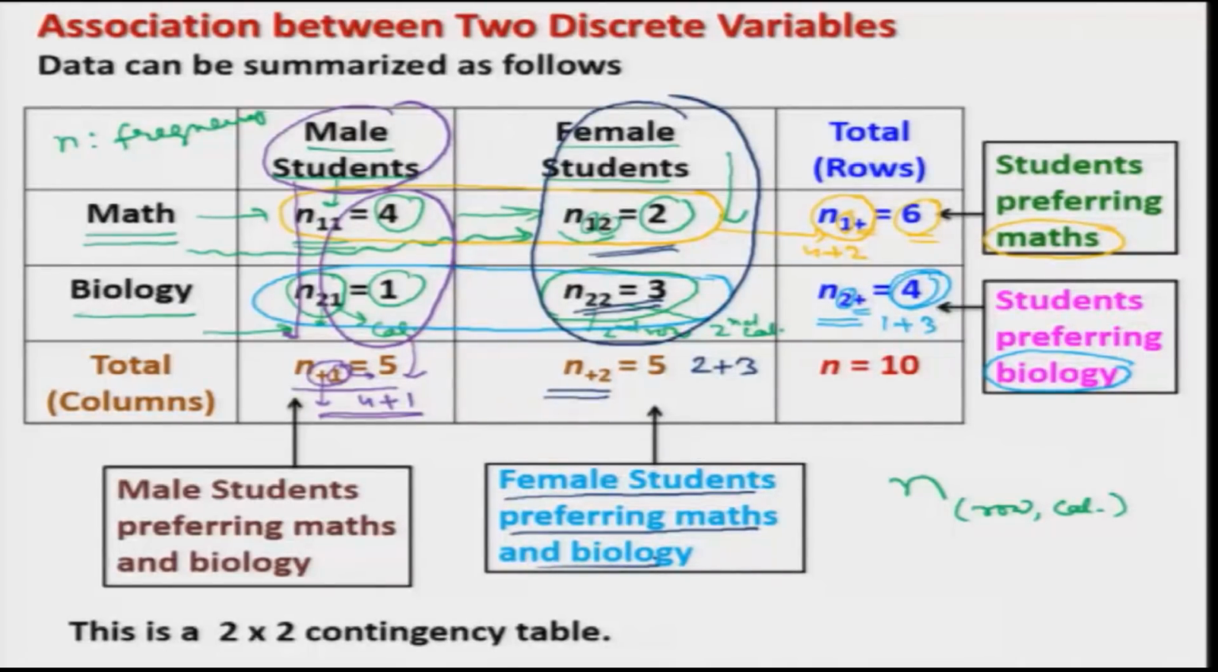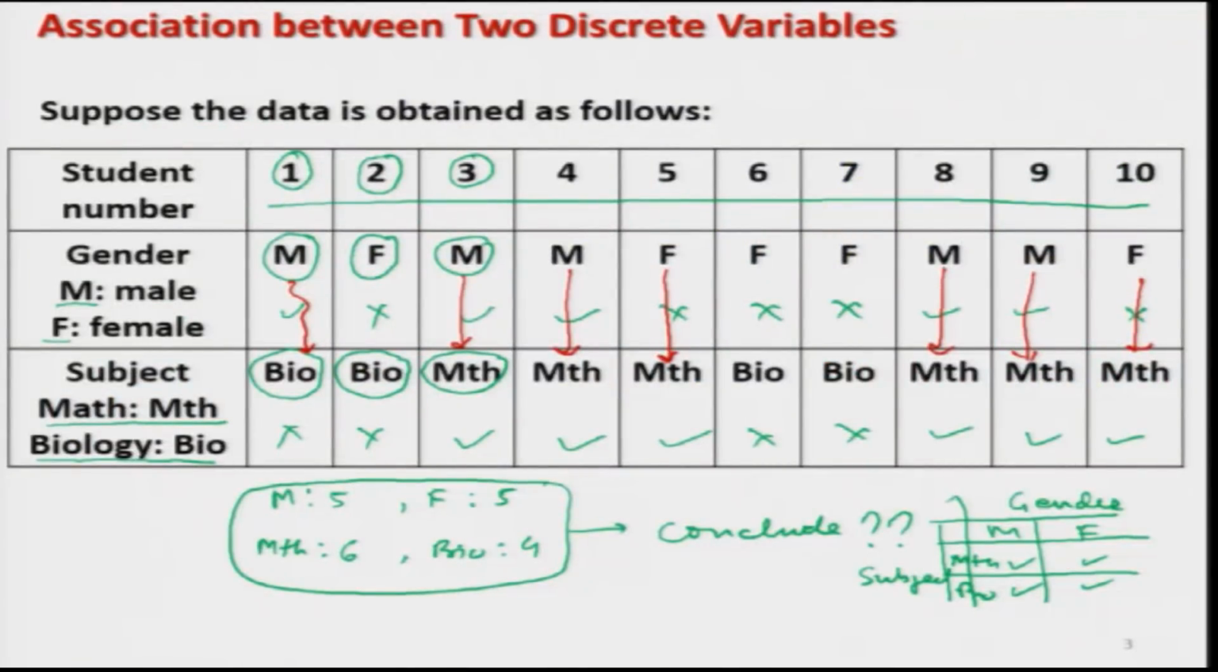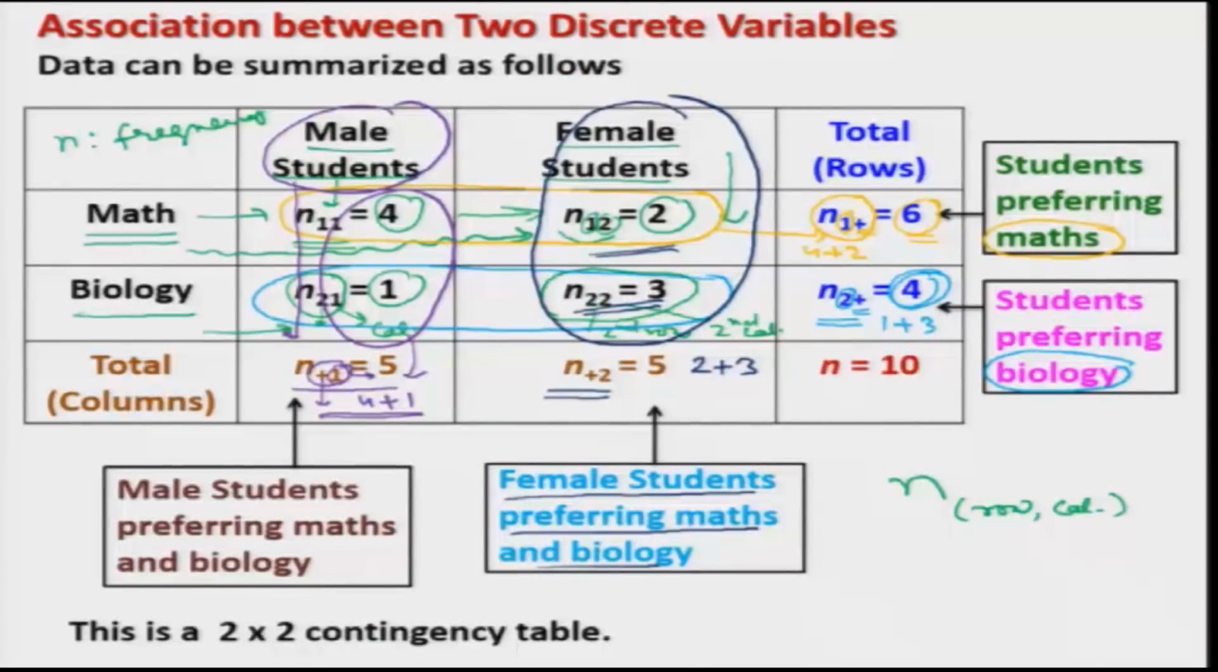So, you can see here that in this case, the entire data whatever we had obtained here on the basis of the sample has been classified into a 2 by 2 table, and this type of 2 by 2 table is called a contingency table, and in particular this will be called a 2 by 2 contingency table.